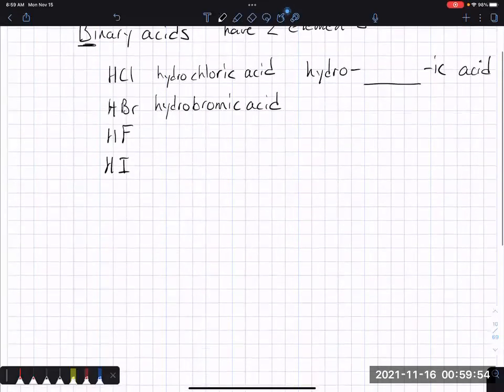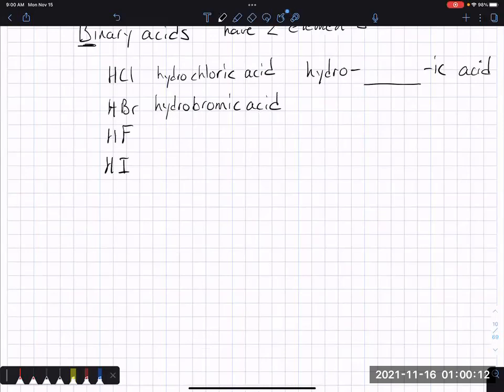I'm trying to think of other examples. It really is fluorine, chlorine, bromine, iodine. Those are the really common binary acids. I don't know if there are any other binary acids. There probably are. I just can't think of them at the moment.